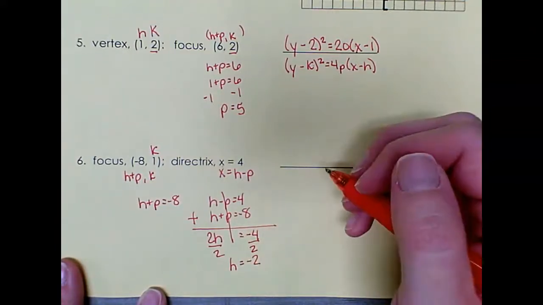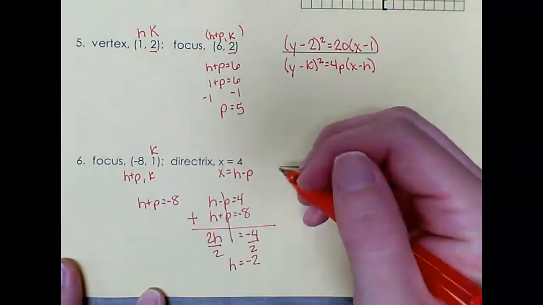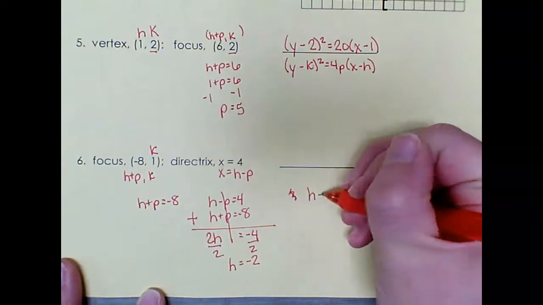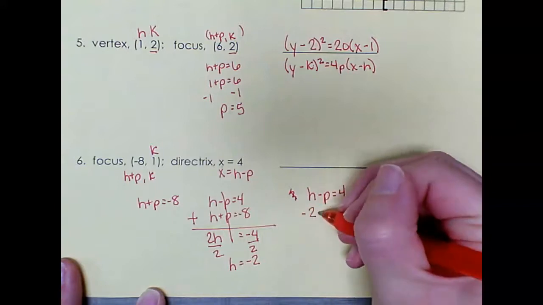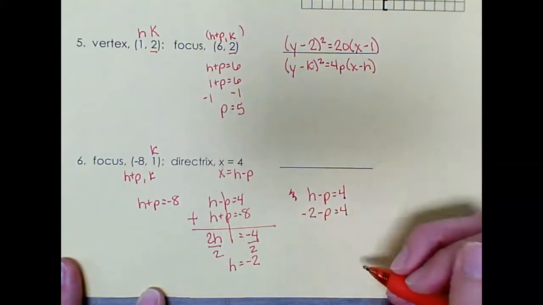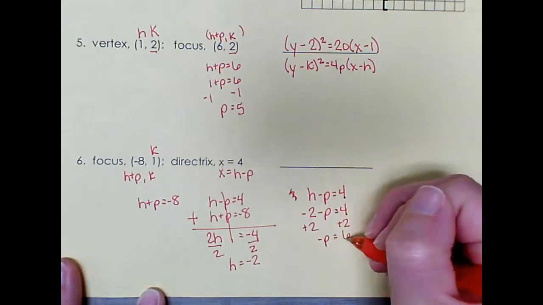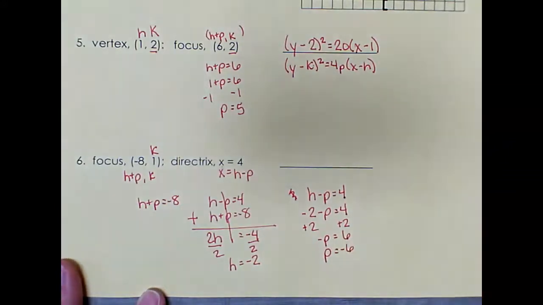And if h equals negative 2, well then, let's do it with this one. H minus p equals 4. Negative 2 minus p equals 4. If I add 2 to both sides, negative p equals 6. And if I change the signs, p equals negative 6.